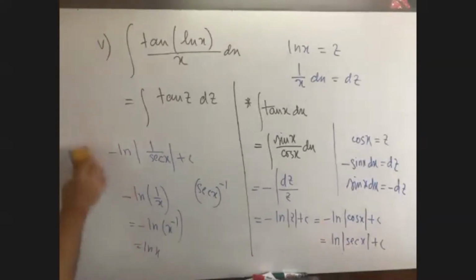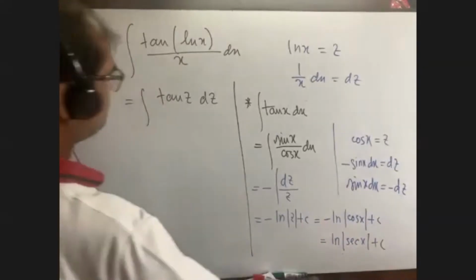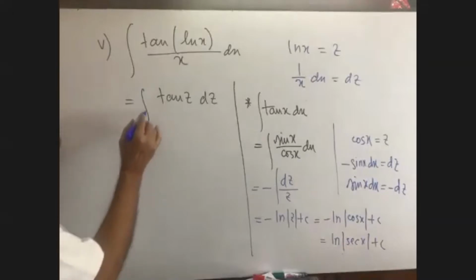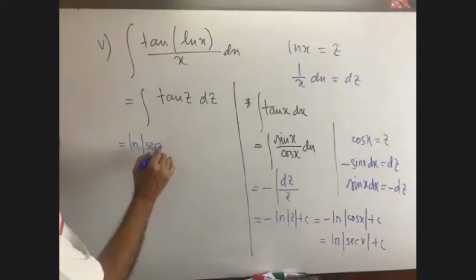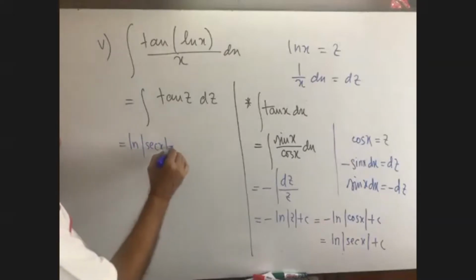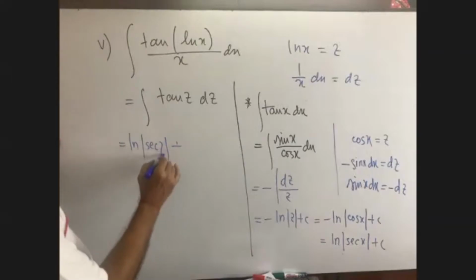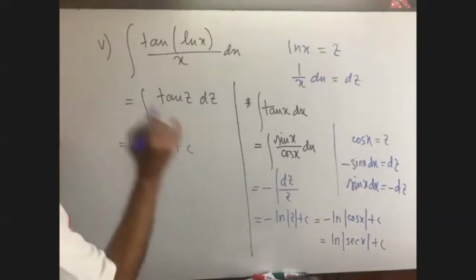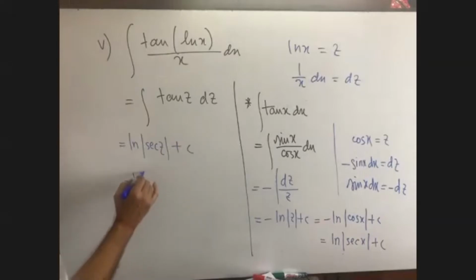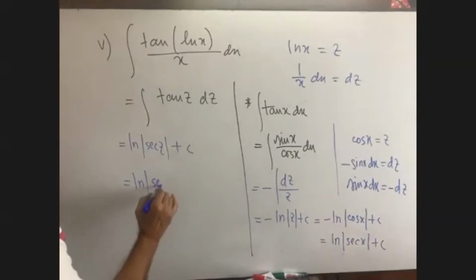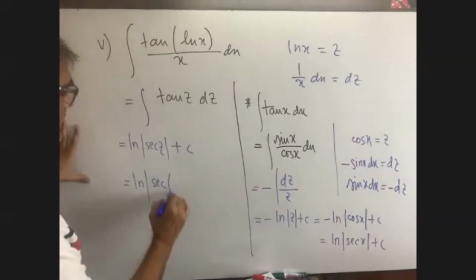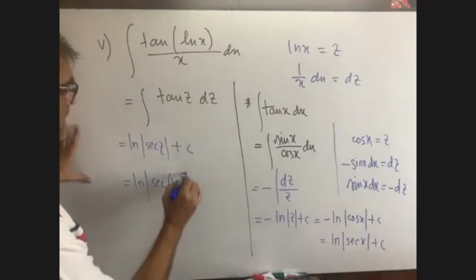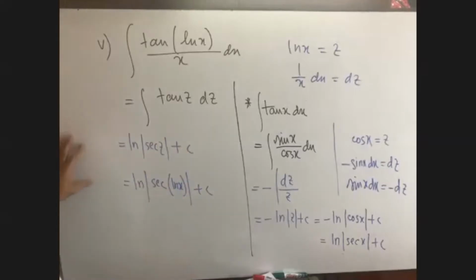Now we can write, which is equal to ln sec z plus c. Now what is the value of z? Z is equal to ln x. So it is ln sec of ln x plus c. Our math is done.